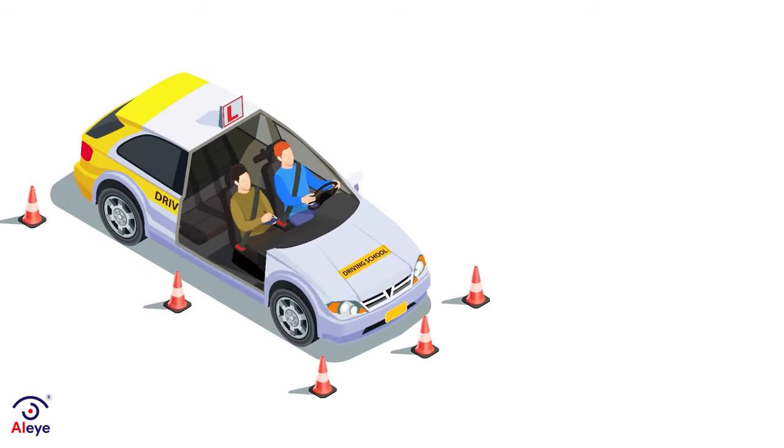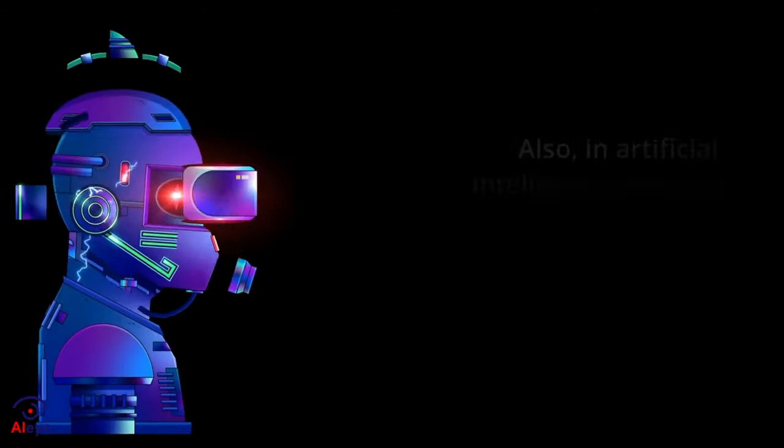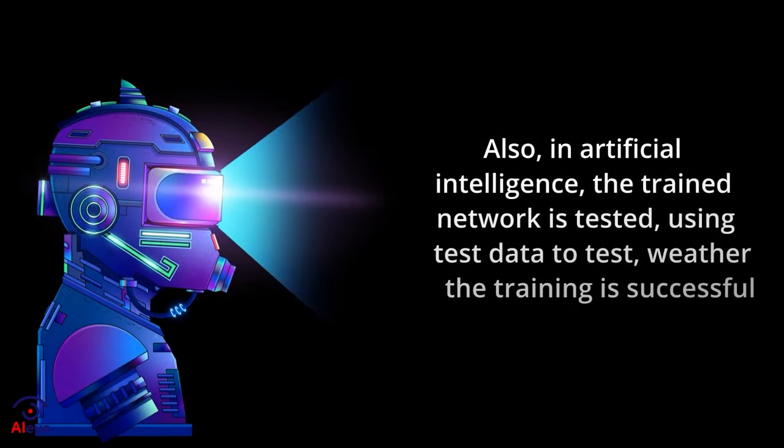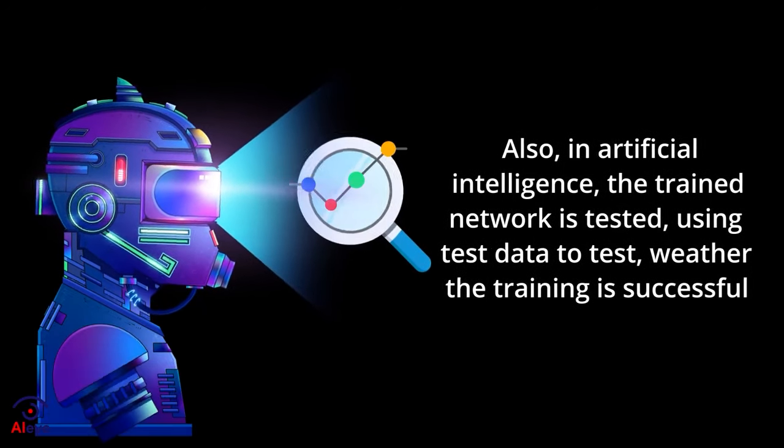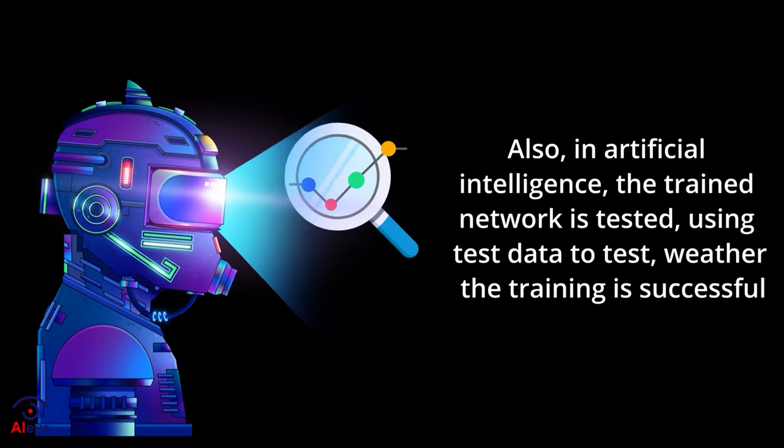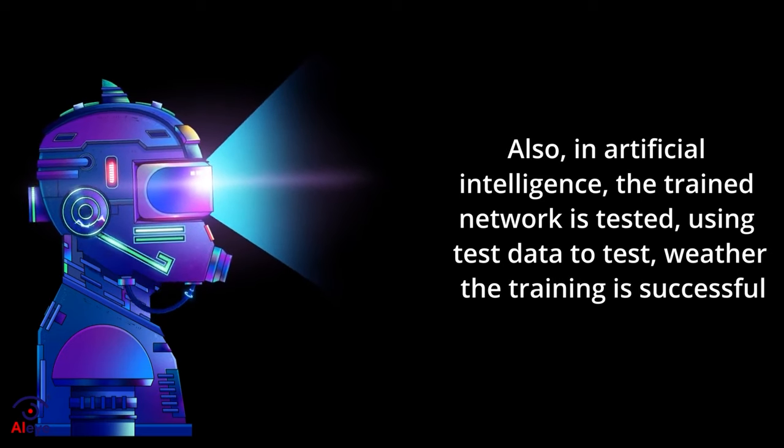After the training period is over, you will take the driving license test. Also, in artificial intelligence, the trained network is tested using test data to check whether the training is successful. This is called supervised learning.